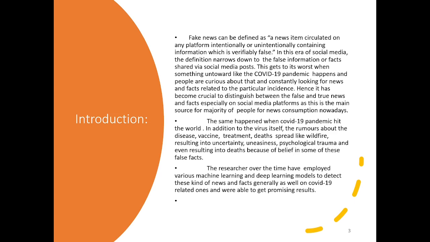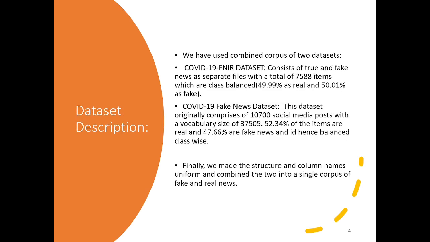Basically we are focusing on the machine learning methods. And the data sets we are using over here are the COVID-19 FNIR data set and the COVID-19 fake news data set. The first one contains 7,588 news items, and the second one contains 10,700 social media posts. They are somewhat balanced in terms of the number of fake and true news, and these are labeled. Each news item has a tag, whether it is fake or real news, collected from reliable sources, PolitiFact, or some other sources, which are verified to be reliable. Finally, we combine these two data sets into a single corpus, as discussed earlier.